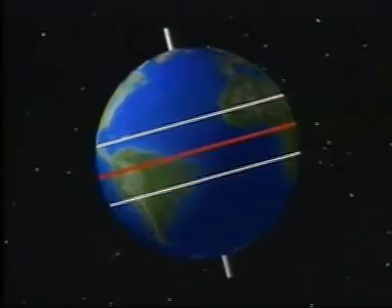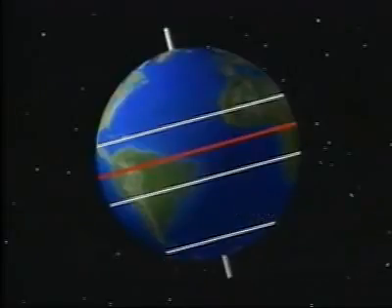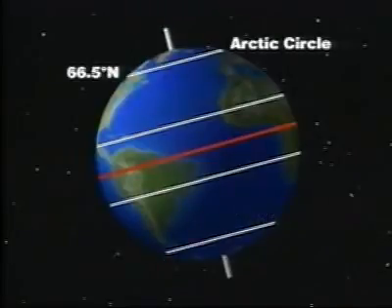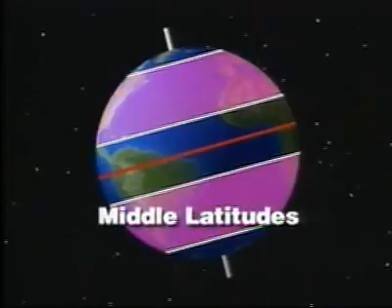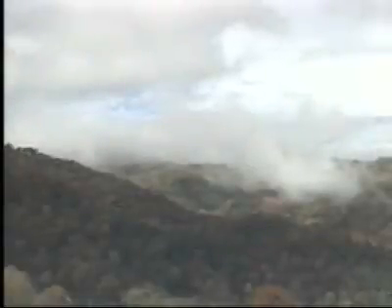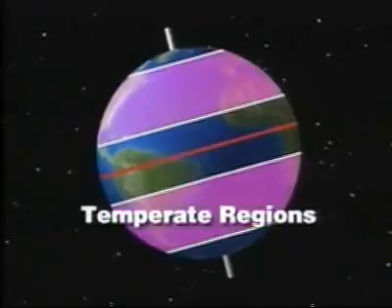South of the Tropic of Capricorn, at 66.5 degrees south latitude, is a line of latitude called the Antarctic Circle. Another line called the Arctic Circle is located north of the Tropic of Cancer at 66.5 degrees north latitude. The areas between the tropics and these two lines are called the middle latitudes. The sun never shines directly on these areas, so places located here are cooler than in the tropics. The middle latitudes are also known as the temperate regions.